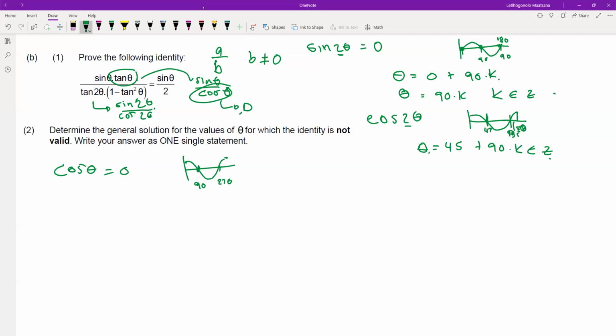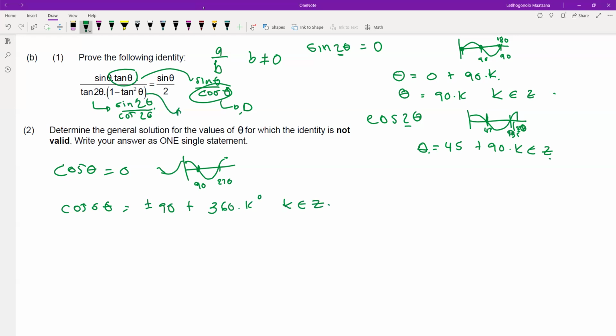So our general solution for that one would be that theta is, again, going to the front and to the back, so we can do plus or minus 90 plus, because of the period, our period is 360, k times 360, where k is an element of all integers.